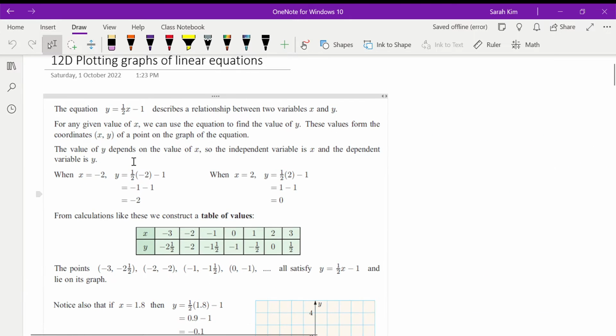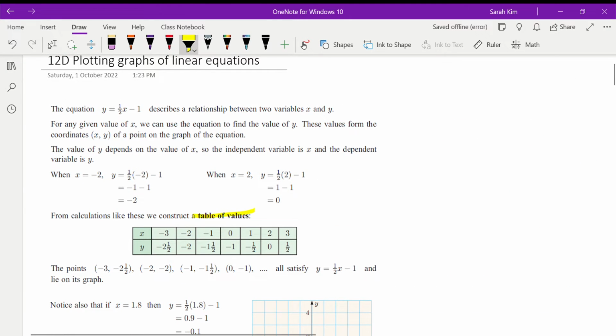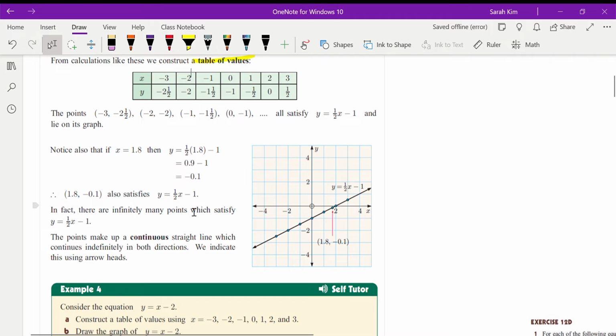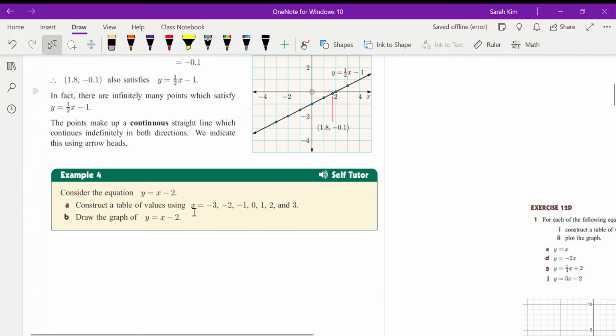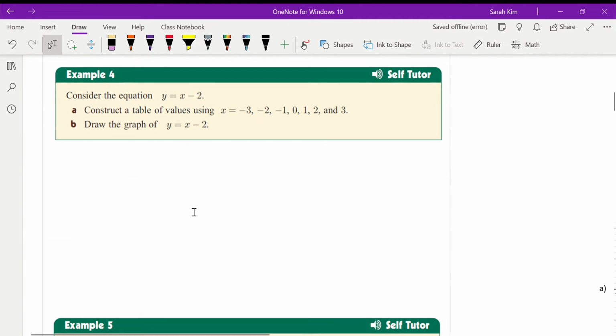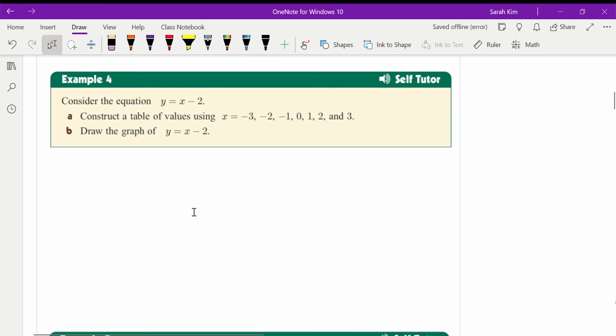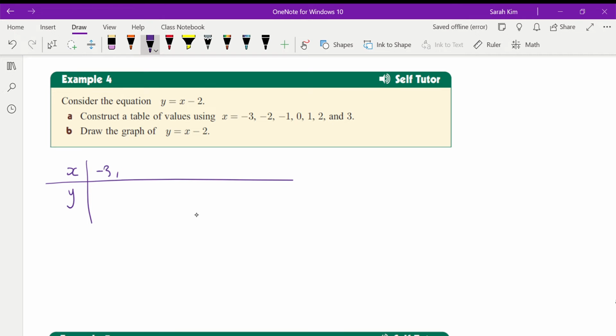Alright, so linear equations, we like to have a table of values. So these are the things we're going to look at first, and then we're going to graph using those coordinates. Alright, so let's do this one first. Consider the equation y equals x take 2, construct a table of values using x equals those values. So x value, y value, that's what I want you to do first. Minus 3, minus 2, minus 1, 0, 1, 2, 3. So that's what you're going to construct.